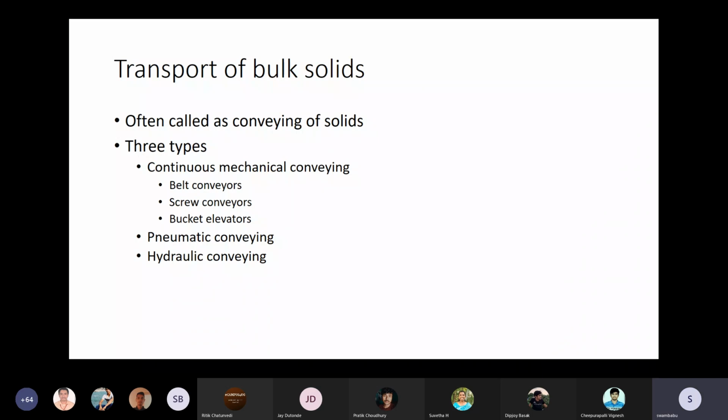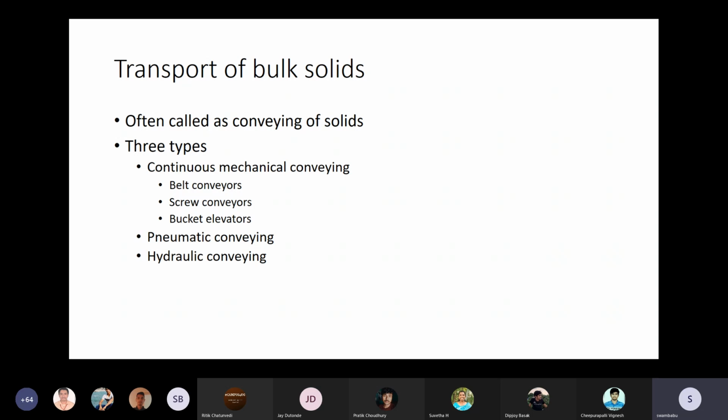Another type of conveying of solids is called pneumatic conveying. As the name suggests, it is conveying of solids with the help of air or any gas. If the solid is reactive with oxygen, usually we use an inert gas like nitrogen. That's called pneumatic conveying. We'll also talk about pneumatic conveying in detail.